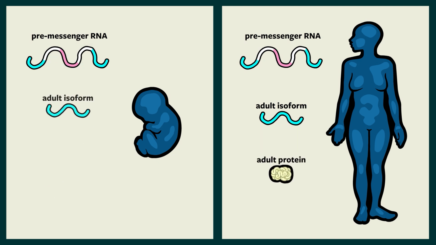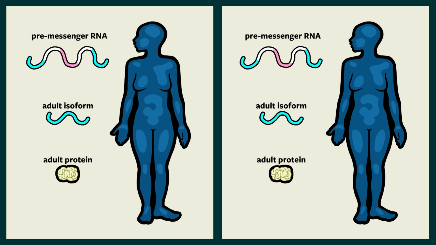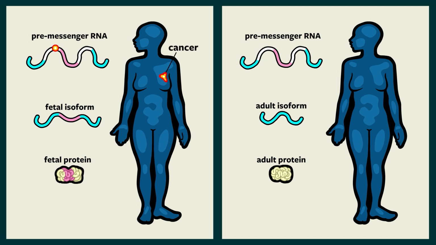Around the time of birth, splicing changes begin producing adult isoforms instead of fetal isoforms. Later in life, however, mutations can alter the splicing of adult transcripts so that their fetal isoforms are expressed again. When found in cancer cells, they are called oncofetal transcripts and can promote cancer growth.